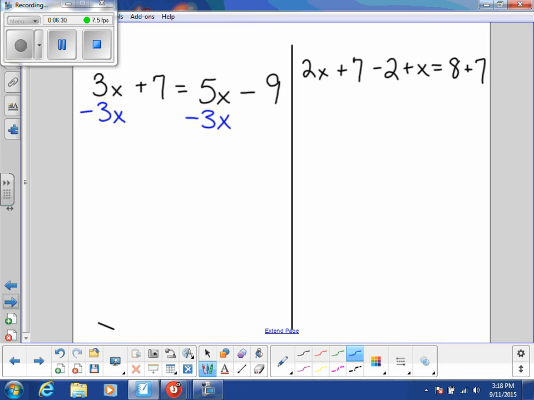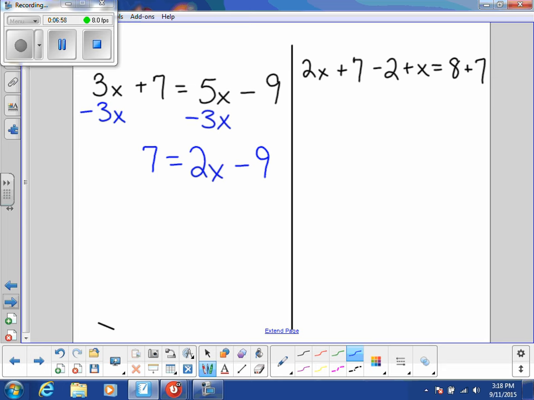3x minus 3x is 0. Leaves me with 0 plus 7, which is just 7. 5x minus 3x would be 2x. And I'll bring down the minus 9 because nothing will change that constant yet. Now I have a two-step equation, and I want to get the constants together. So look on the side where the variable is. That means the right in this case.